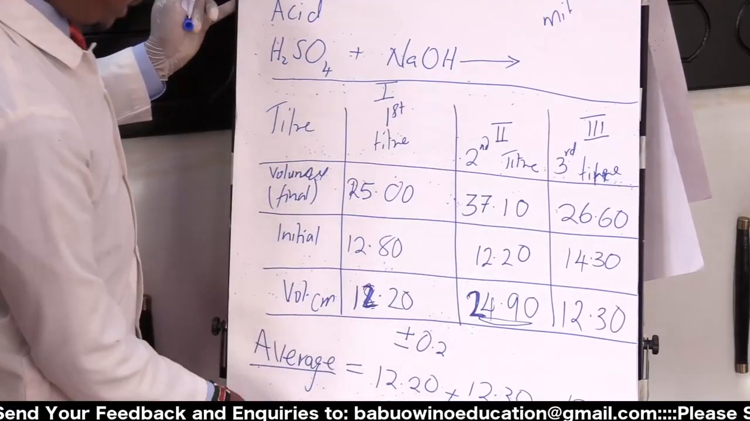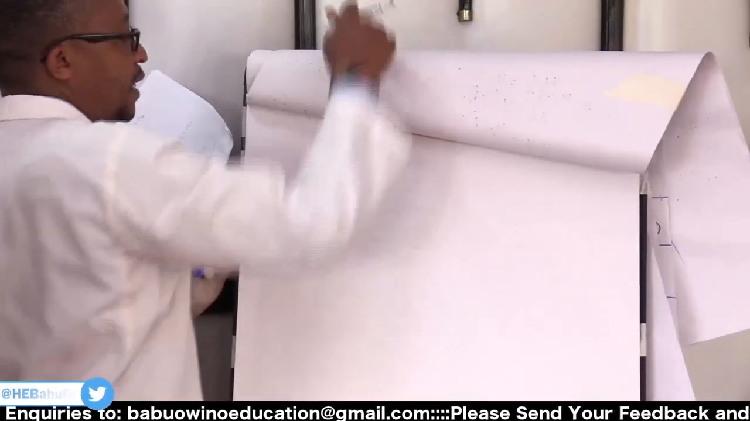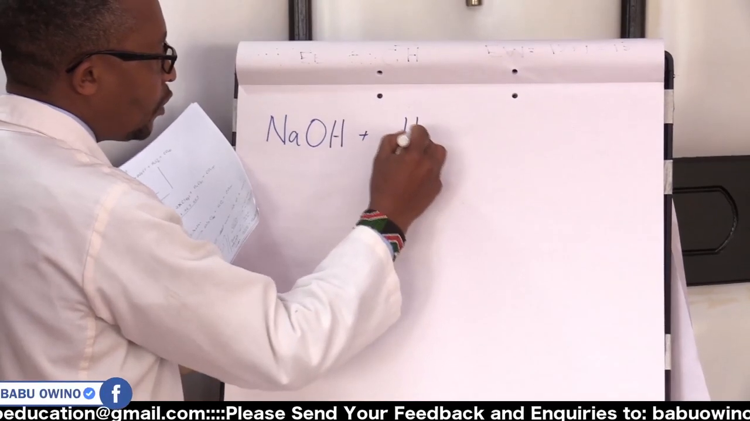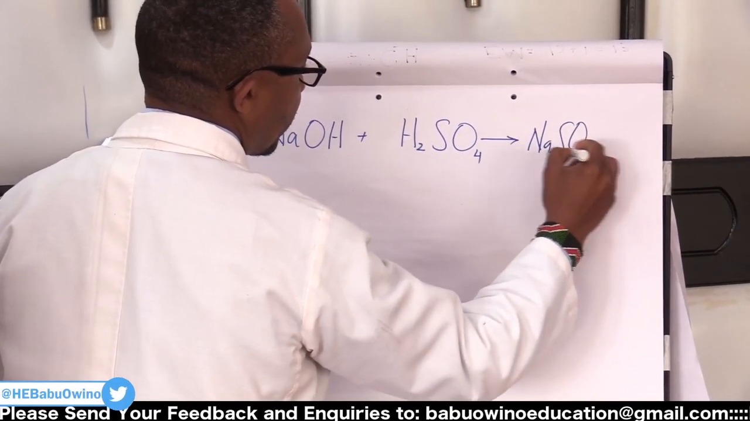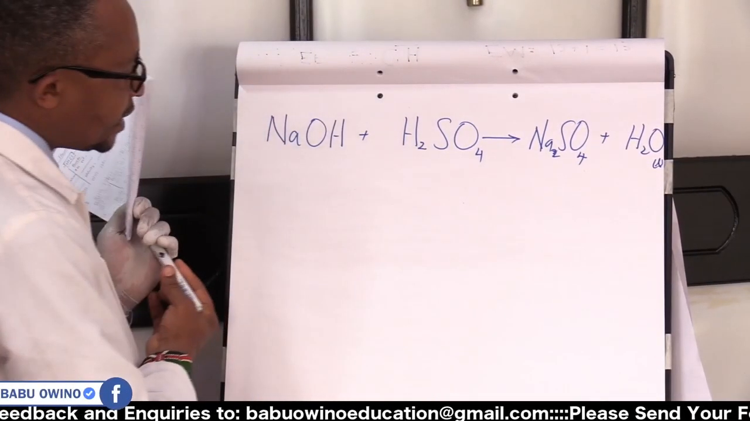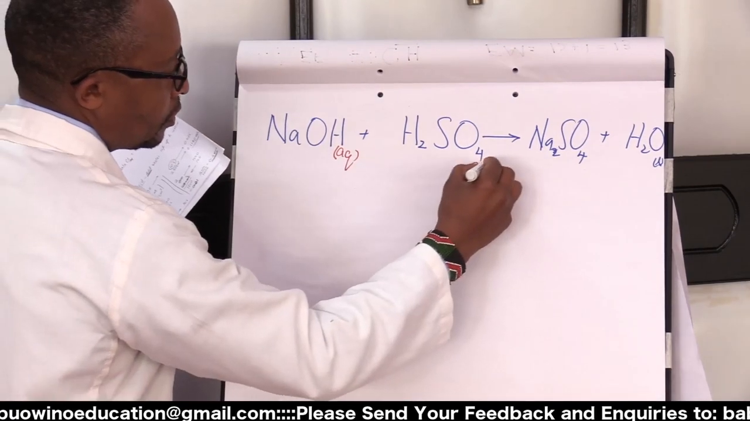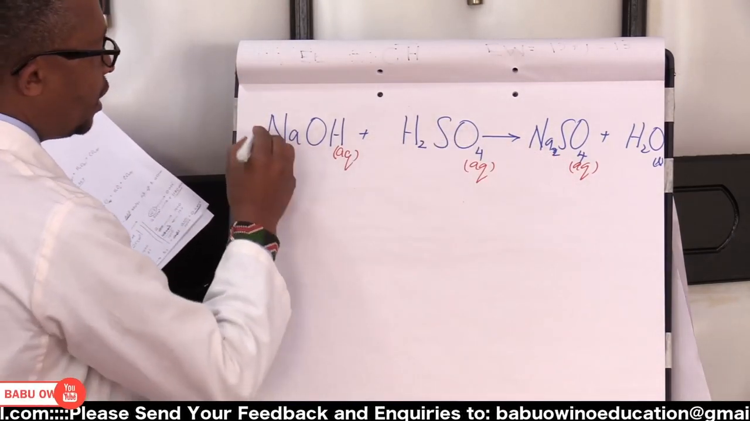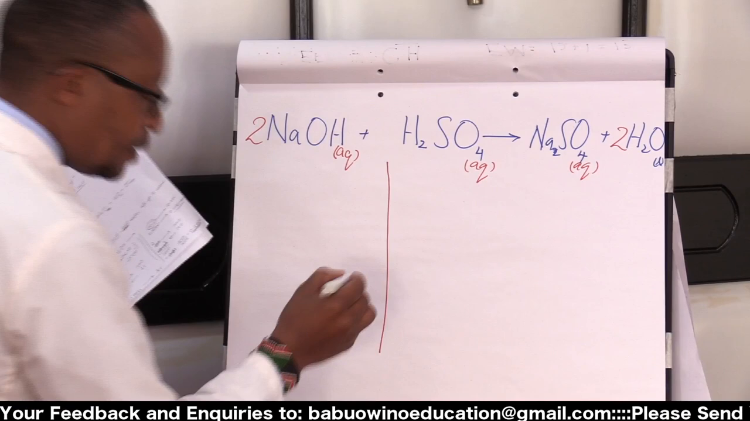Now, these are the values that we have. Let us see what happens in an exam. What will the examiner do? Here you have your sodium hydroxide. You are combining it with sulfuric acid. Then this is going to give you sodium sulfate plus water. Now, you put the state symbols, and this is a soluble salt. The next thing, you balance it up. 2 here, and therefore 2 there, then you have your line. This is all that will happen.